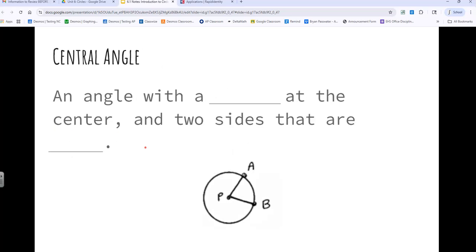Okay? All right, central angle. A central angle is an angle with a vertex at the center and the two sides that are radii. Radii, with two i's, is just the plural form of radius.